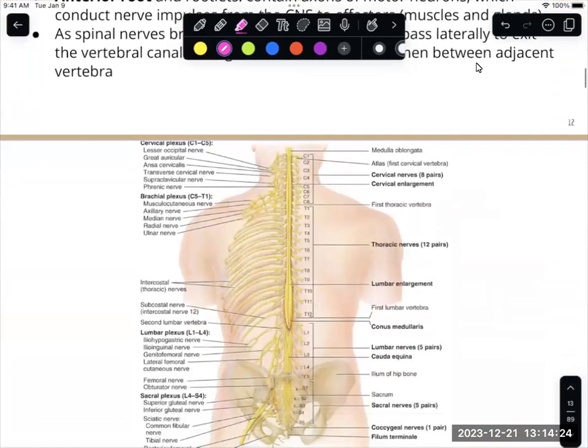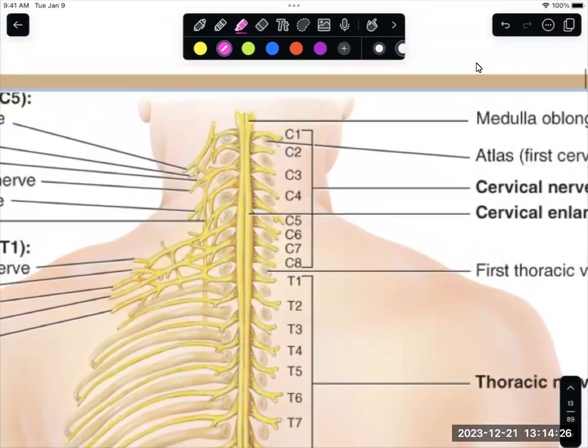So let's look at this picture for a second. So we have 8 cervical nerves, sorry, 7 cervical vertebrae, 8 cervical nerves. C1 nerve comes out above the C1 vertebrae. This is the one nerve that does not come out through an intervertebral foramen. Test question.